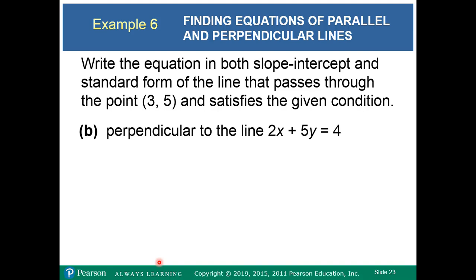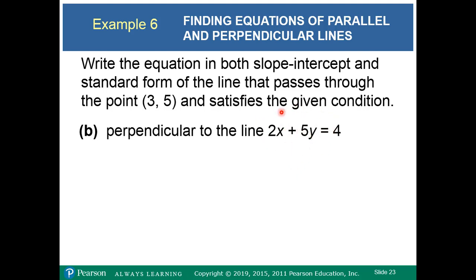Now, here's the next part. Now I want to find the line that passes through that point but is perpendicular to this line. Okay, now this is the same line that we had. So remember, we know that in order to be perpendicular to this line, it must have a slope that is the negative reciprocal of this line.